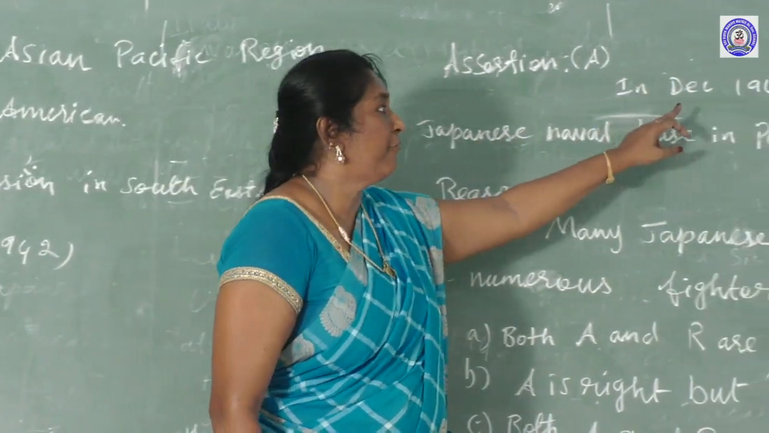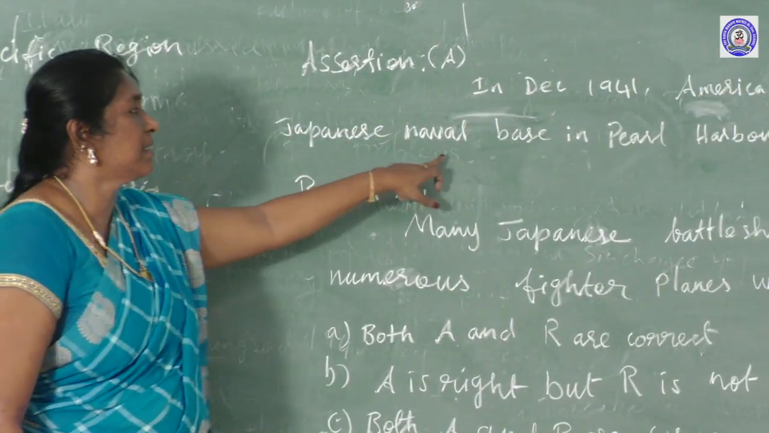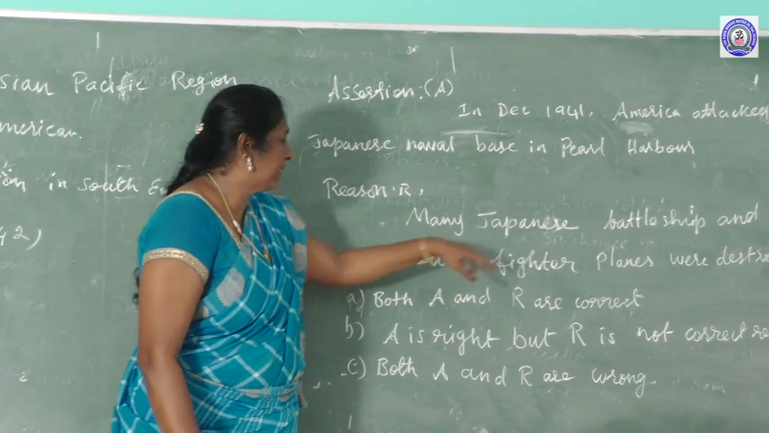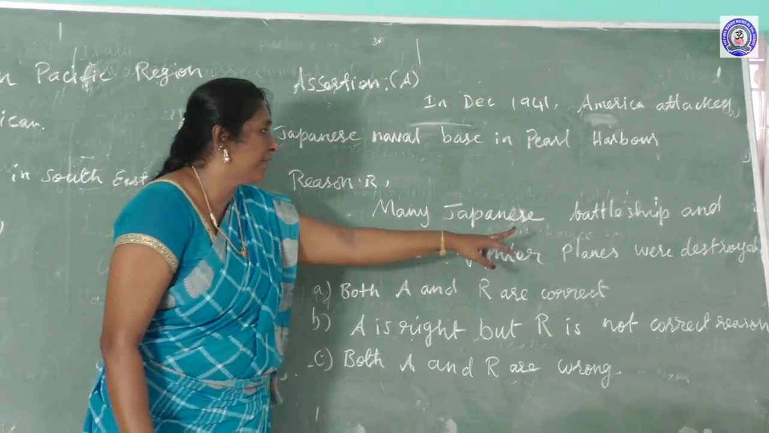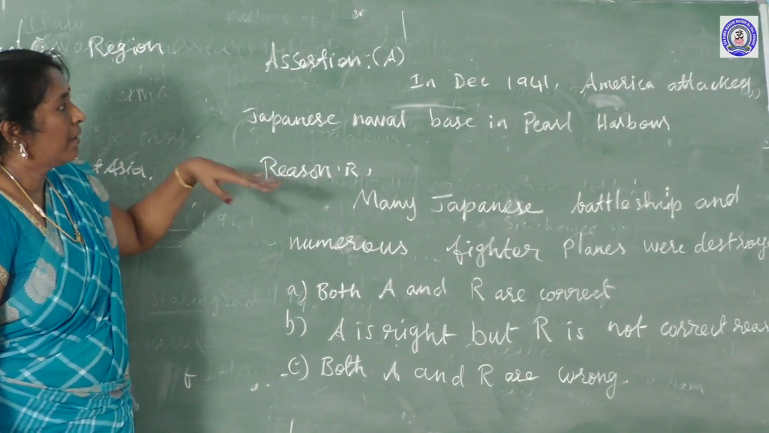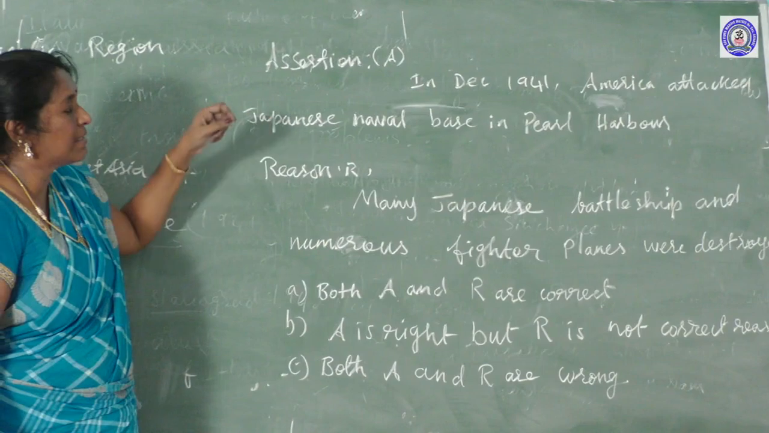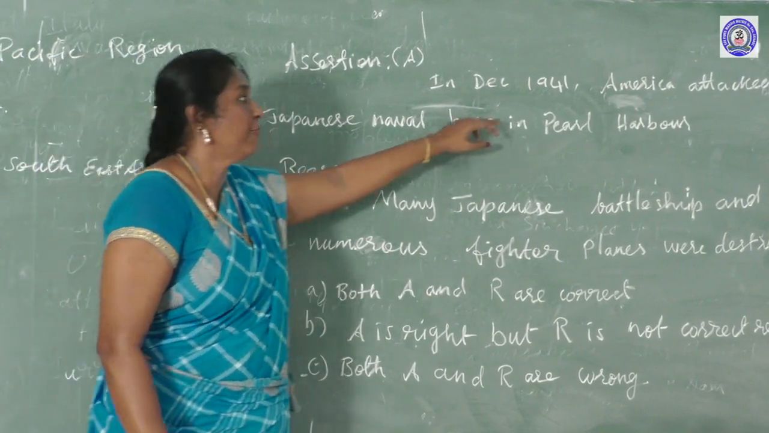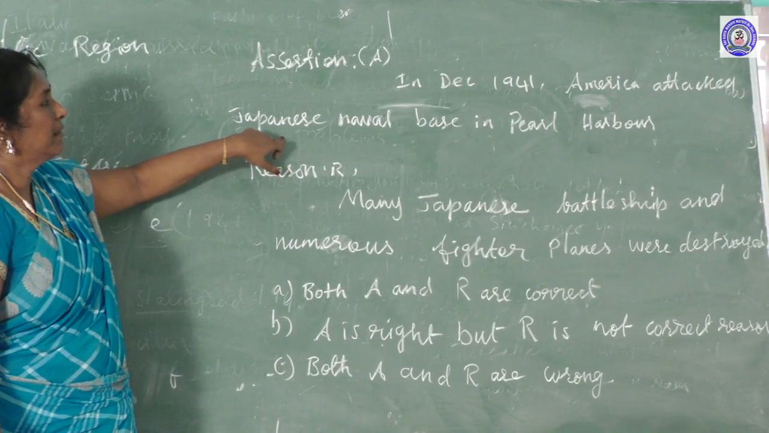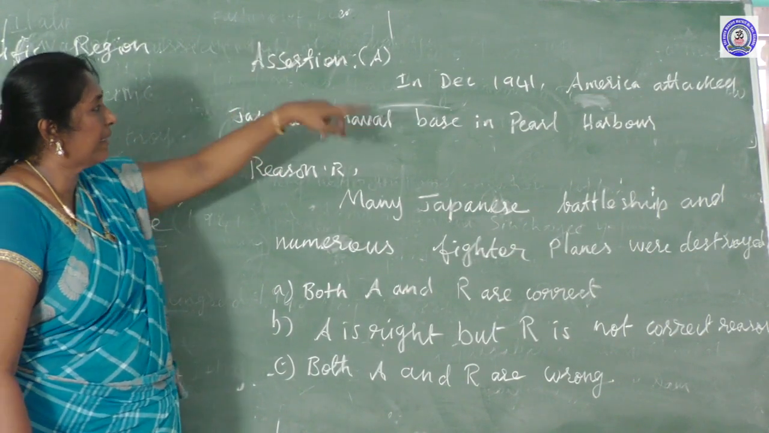In December 1941, America attacked the Japanese naval base in Pearl Harbor. The reason: many Japanese battleships and numerous fighter planes were destroyed in this base. If we watch minutely, it means that in 1941, America attacked the Japanese navy. But the reason is that Japan attacked America.